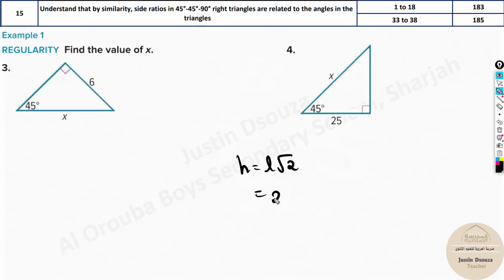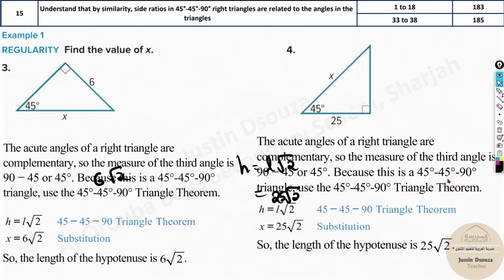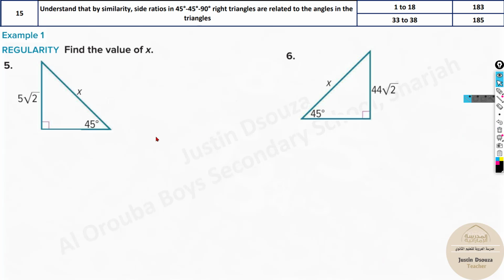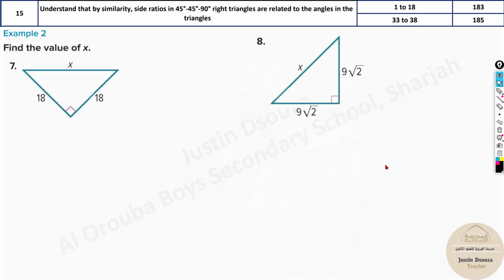All you need to do is, you know the length, then 25 root 2. Over here it is 6 root 2. That's it. Very easy problems, but provided the angles must be 45, 45, 90. You can see 6 root 2 and over here 25 root 2. Please do these problems by yourselves and then check the answers. Here you have to just multiply this by root 2. It will be 5 times 2, that is 10 here. And here, again, root 2 times root 2 will be 2. So 44 multiplied by 2 is 88. That will be the answer.